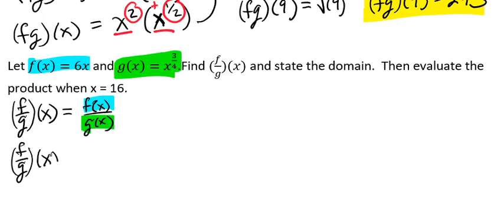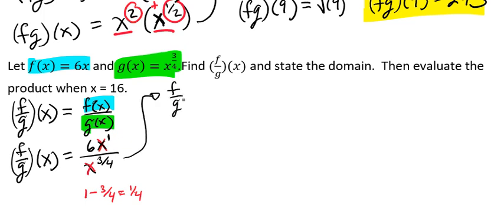So our f over g of x is going to equal 6x over x to the 3/4 power. Remember, this is like an x to the 1 power. So right here we have common bases, which means that we can subtract our exponents. So 1 minus 3/4 will give us a 1/4. And so that's going to give us that the quotient of f over g of x equals 6x to the 1/4. And so that is our quotient of two functions.